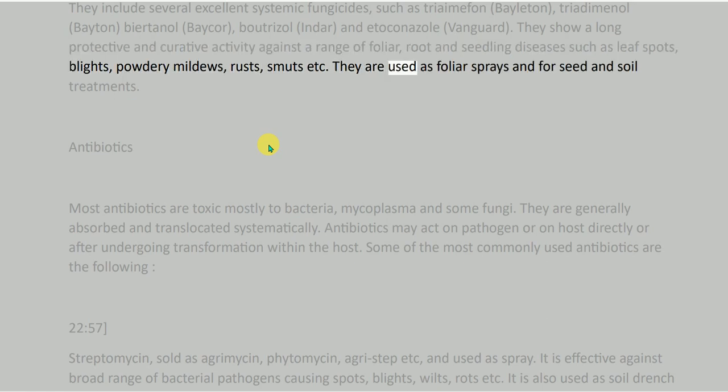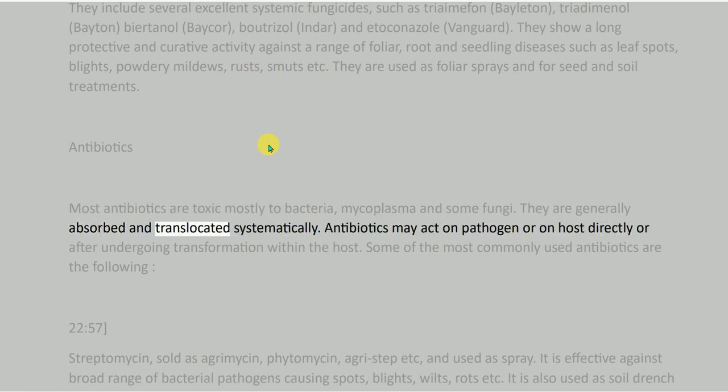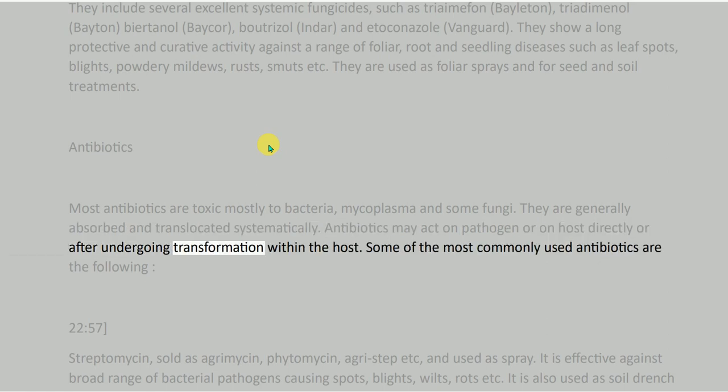Most antibiotics are toxic mostly to bacteria, mycoplasma and some fungi. They are generally absorbed and translocated systemically. Antibiotics may act on the pathogen or on the host, directly or after undergoing transformation within the host. Some of the most commonly used antibiotics are the following. Streptomycin, sold as Agrimycin, Phytomycin, Agristep etc., and used as spray.